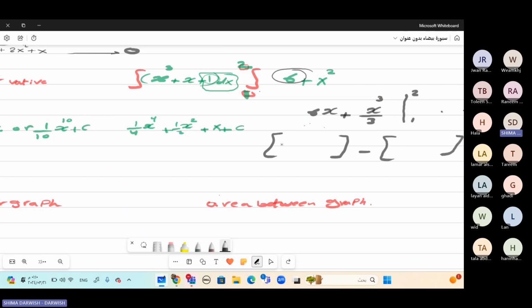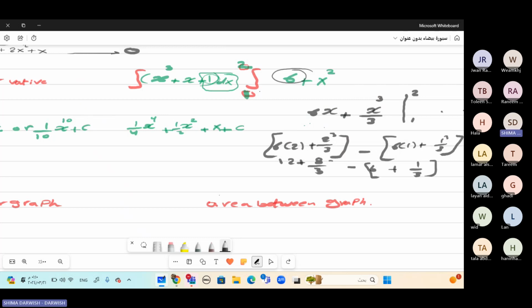Upper: it will be 6, cancel x and write 2, plus cancel x and write 2 to the power of 3, divided by 3. Another one, cancel x and write 1, so 6 multiplied by 1, plus 1 to the power of 3, divided by 3. Calculation: 12 plus 8 over 3 minus 6 plus 1 over 3.